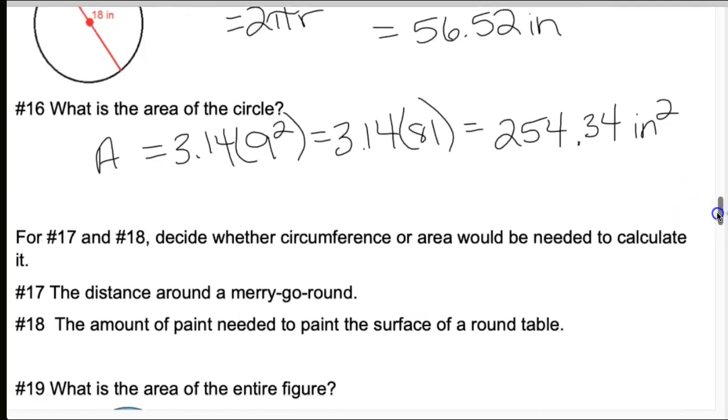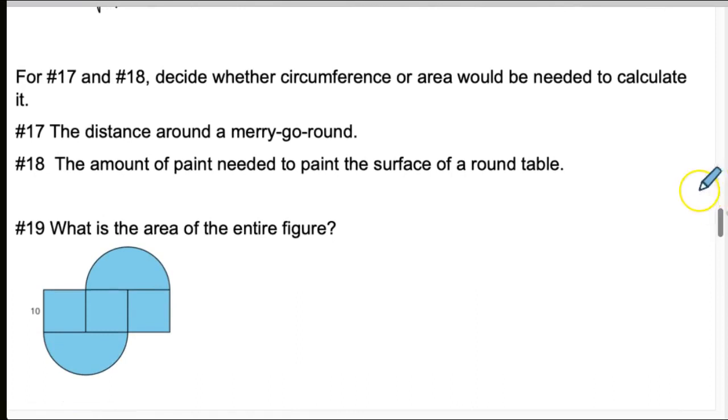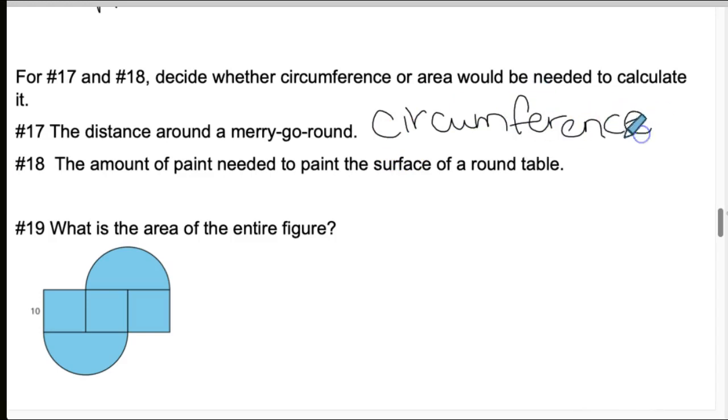Number 17, 18. Decide whether circumference or area would be needed to calculate the distance around a merry-go-round. So if we're going around something, that is circumference. The amount of paint needed to paint the surface of a round table. So if I had a round table and I needed to paint the whole surface, that would be the area of the table.